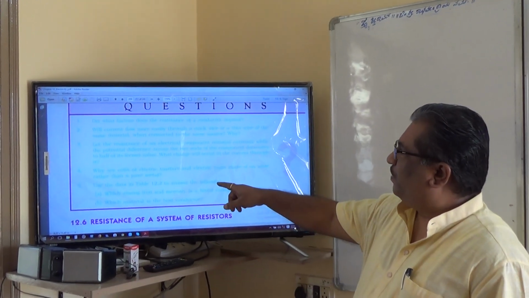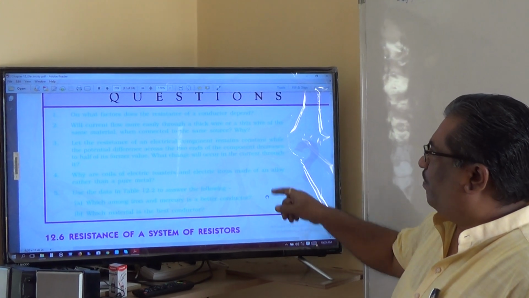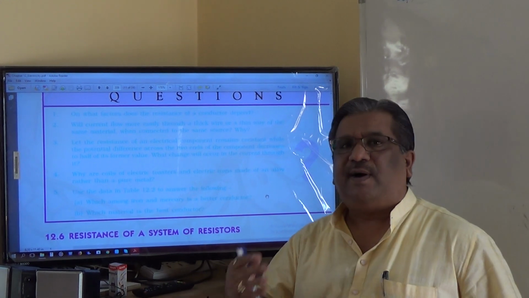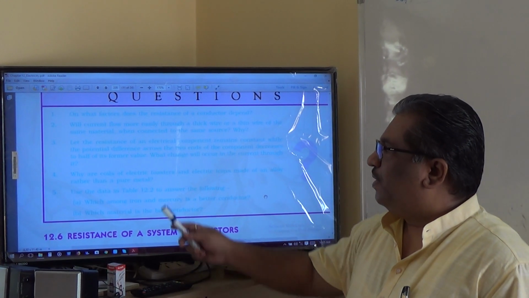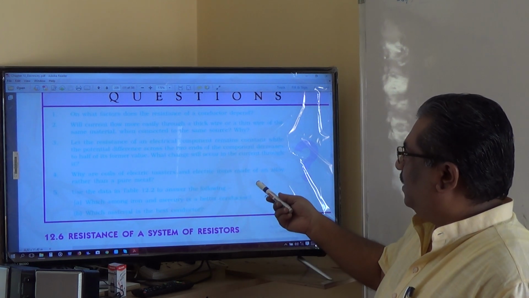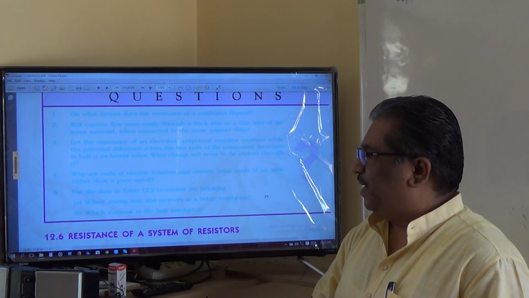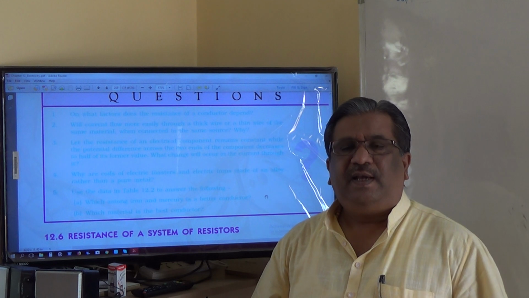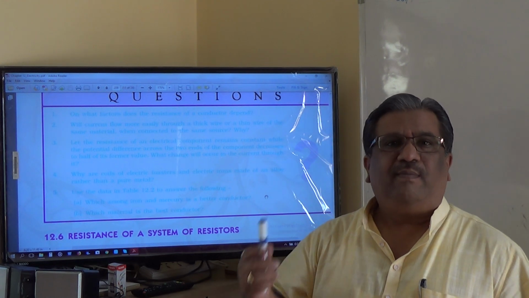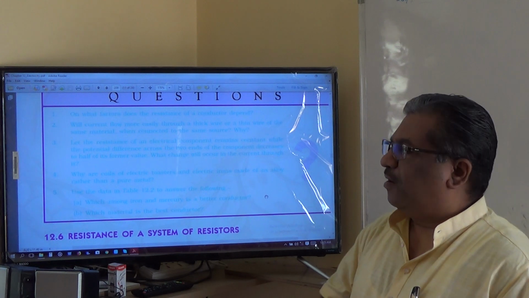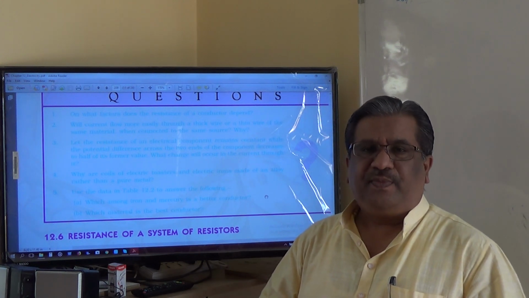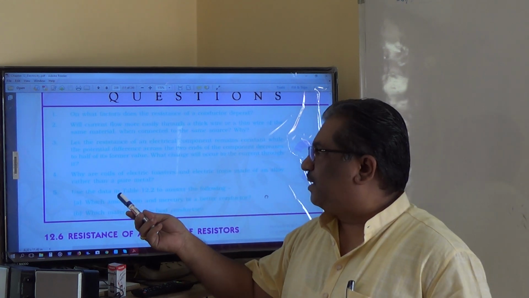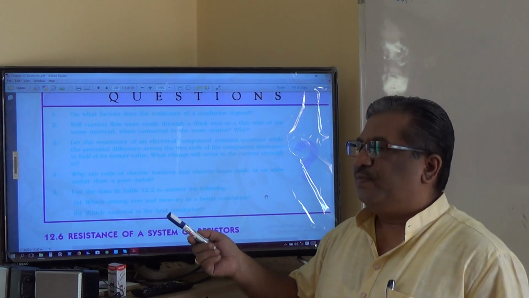Why are the coils of electric toasters and electric irons made of an alloy rather than a pure metal? I have answered this very clearly during my session. Two reasons. First, the resistivity of alloys is higher than that of the constituent metals. Second, alloys do not oxidize easily at higher temperatures. These are the two reasons for which alloys are used in electric toasters and heaters for the manufacturing of the coils.